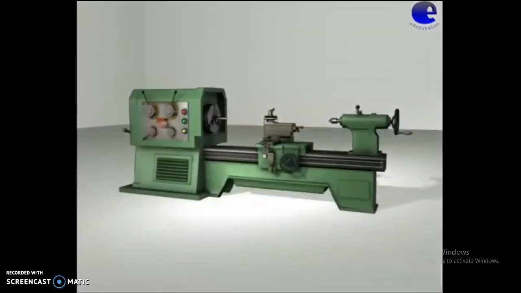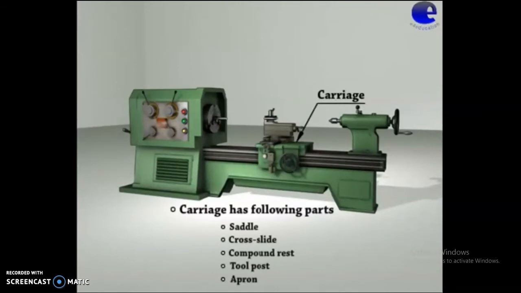Carriage. Now we will be discussing the carriage. The carriage components are saddle, cross slide, compound rest, tool post, and apron.